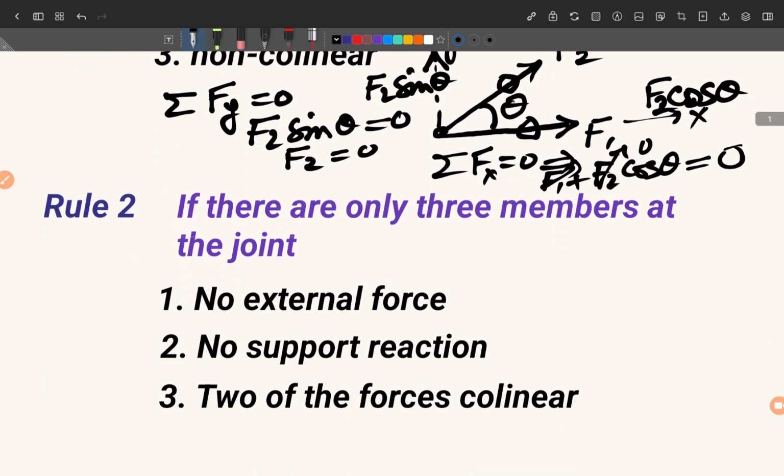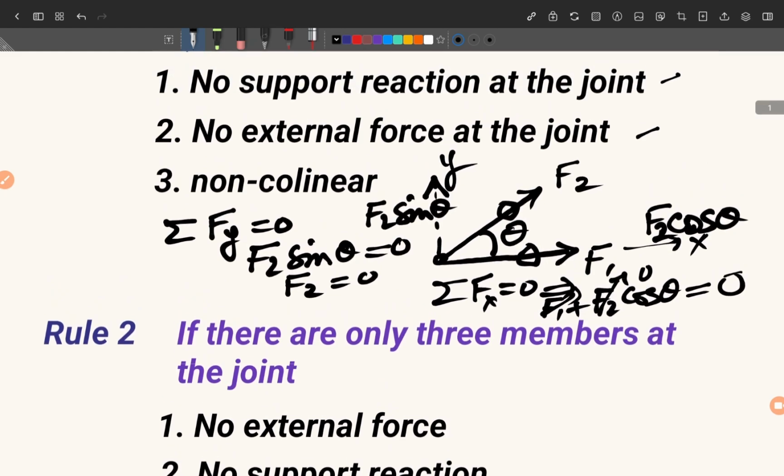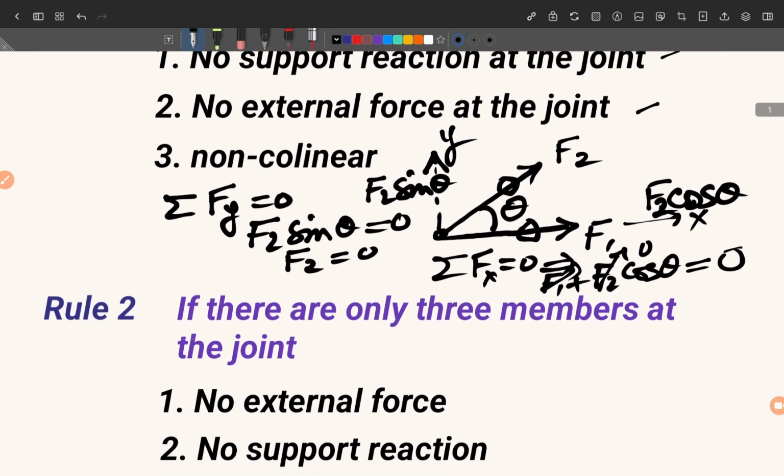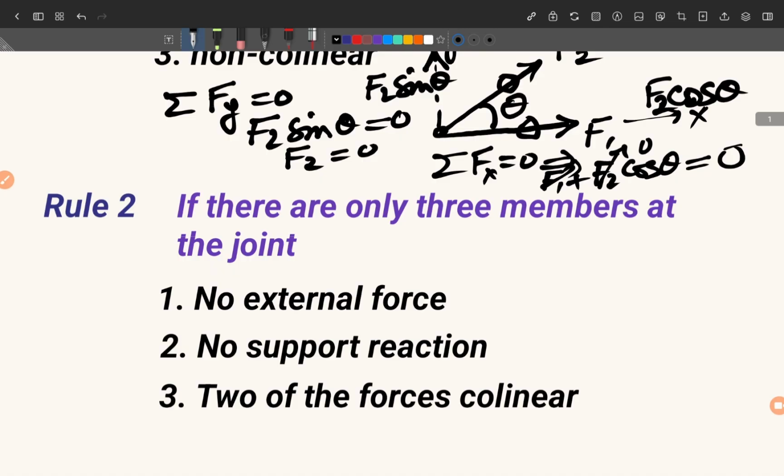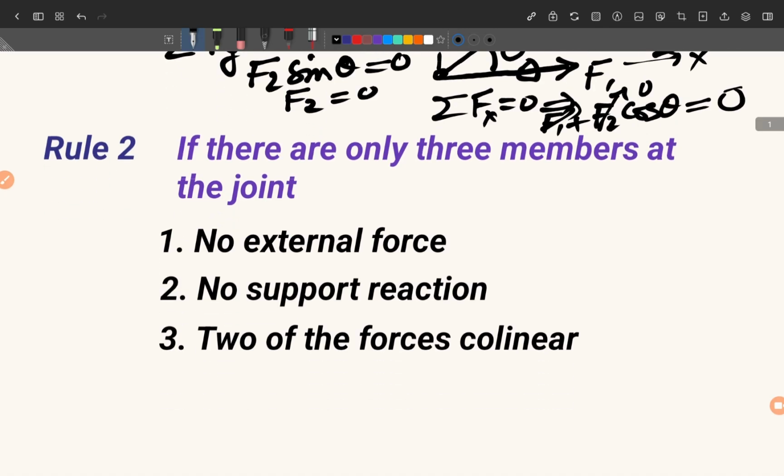The second rule says if there are only three members at the joint. So this is for three members, and here also these two conditions are the same, no external force. So there is no external force acting, only the members are there. So the force is in the members only, and there is no support reaction. So these conditions 1 and 2 are the same as the previous condition for a joint with two members. Now here the third condition says that two of the forces out of three should be collinear. How will it be?